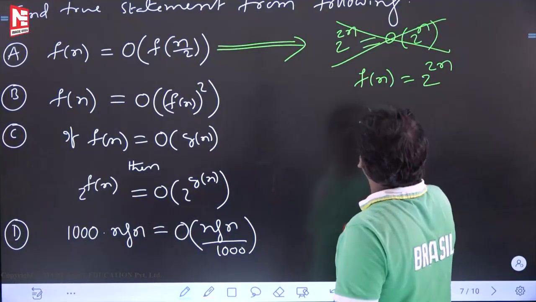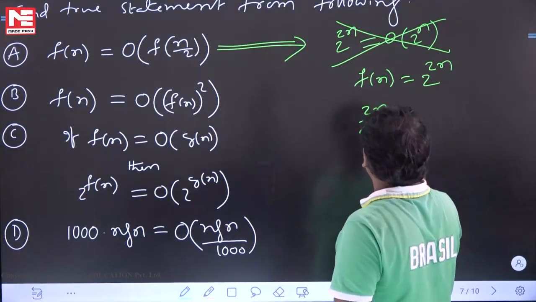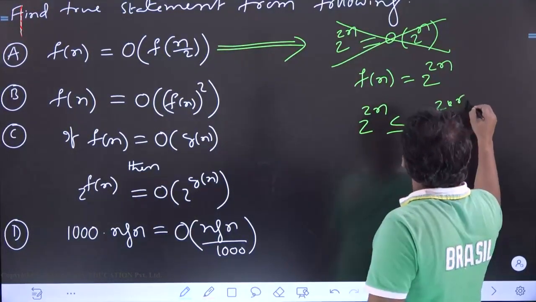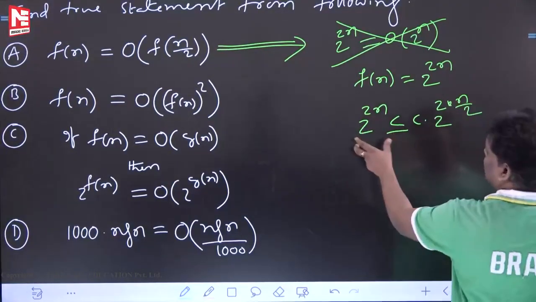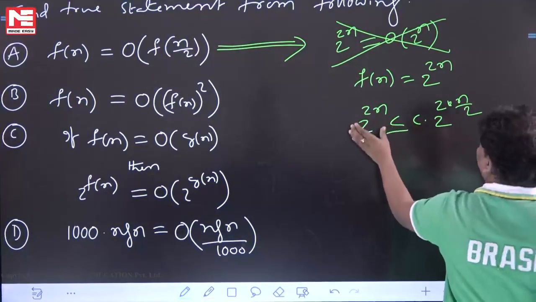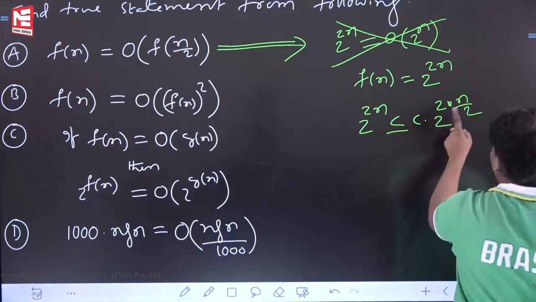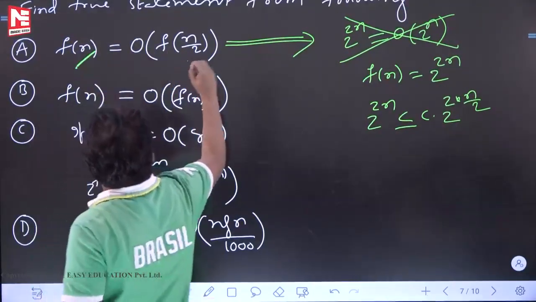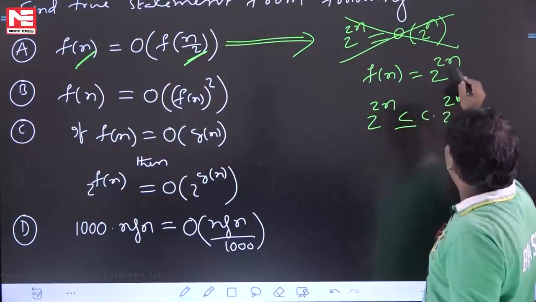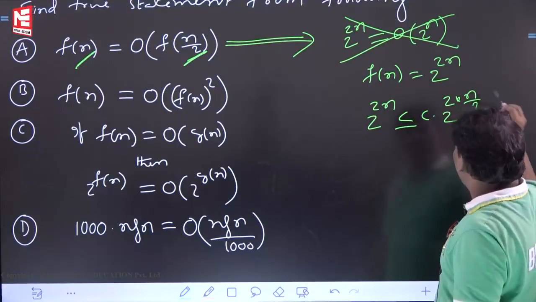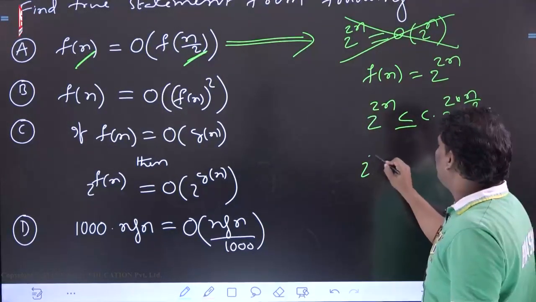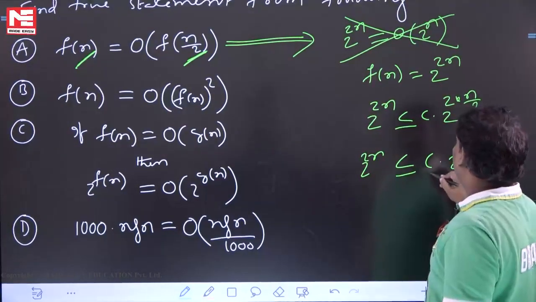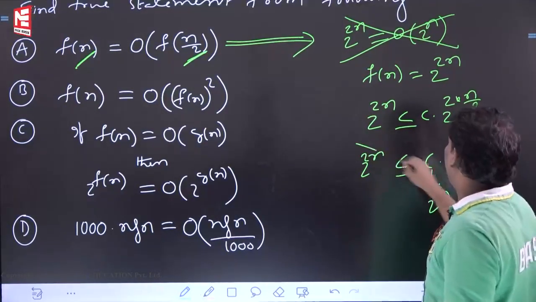this one, 2 power 2n. Big O means less than or equal to some c into 2 power 2 n place n by 2. f of n is big O of f of n by 2. This side is f of n, same. This side is f of n by 2. In the n place, keep n by 2. Here f of n is 2 power 2n, so it becomes 2 power 2n, less than or equal to some c into 2 power n. Where c is nothing but 2 power n required. Right? Fail.